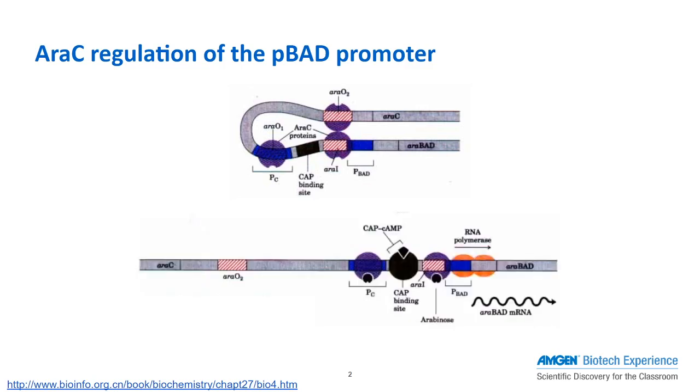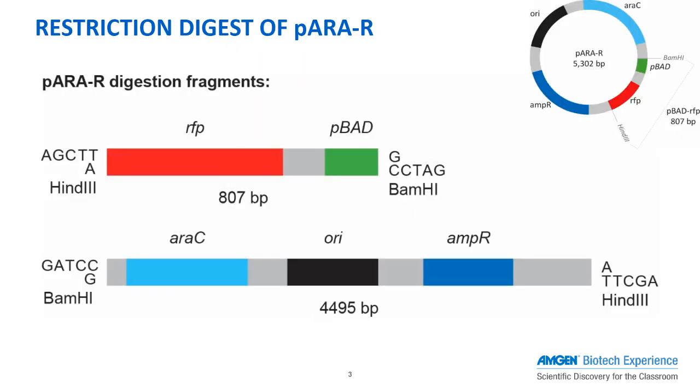In the presence of arabinose, the sugar binds to the araC protein, releasing it from binding upstream of the promoter, releasing the DNA loop formation, and allowing for RNA polymerase to bind and transcribe the downstream gene, which, in our case, is RFP. In this lab, we will be digesting the pERA-R plasmid with two restriction enzymes, BamHI and HindIII, to produce two DNA fragments.